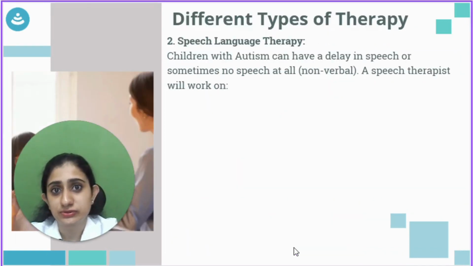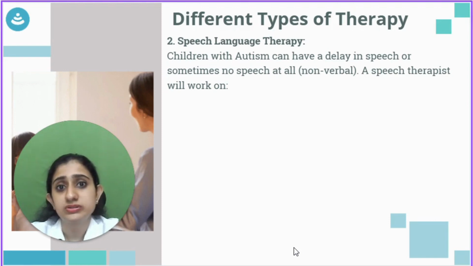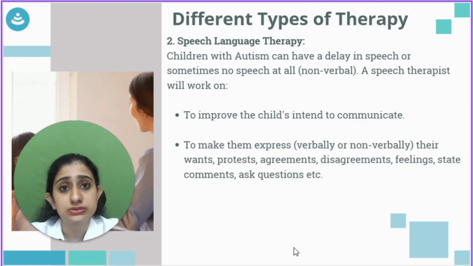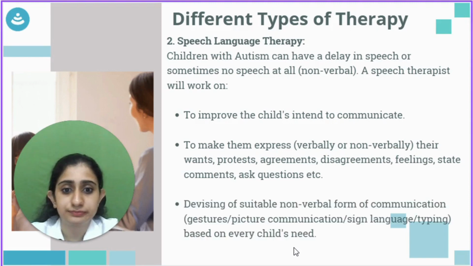Next up is a speech-language therapist. So children with autism can either have a delay in their speech or sometimes a complete absence of speech. So a speech therapist will work to improve the child's intent to communicate and also to help them express their needs verbally or non-verbally. So this may include expressing their wants, their needs, protest, agreements, disagreements, feelings, to comment, ask questions, etc.